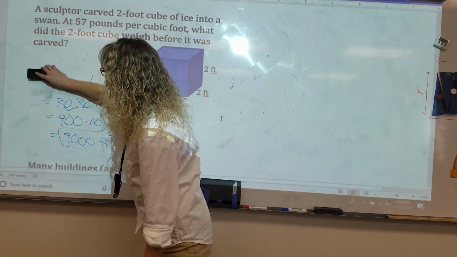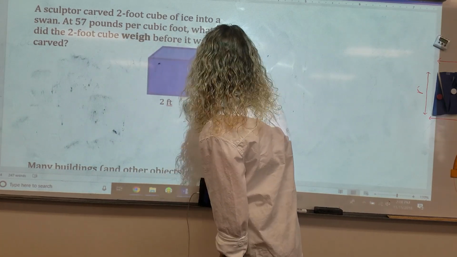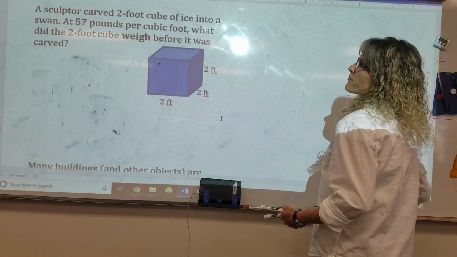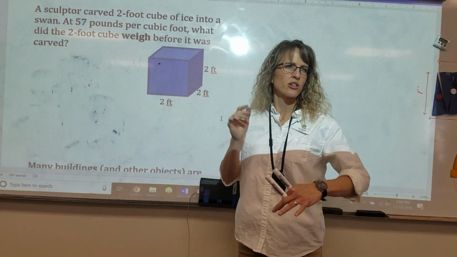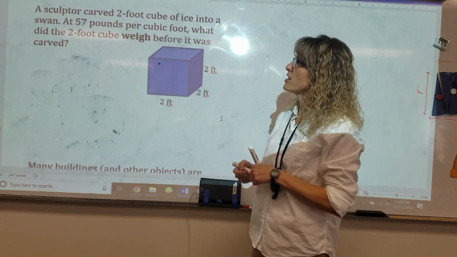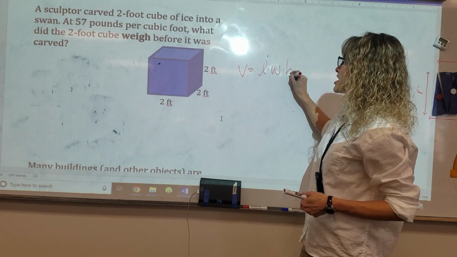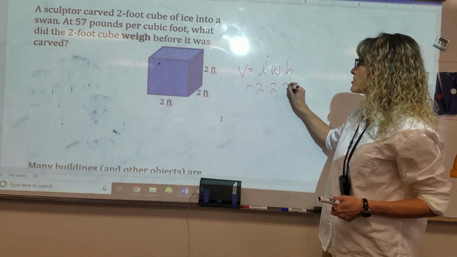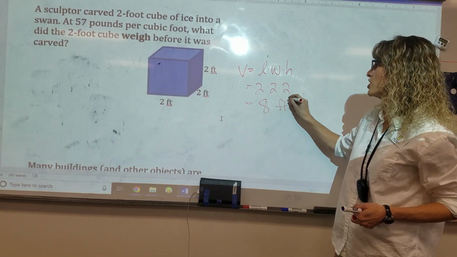How about this cube? Now a cube, oops, we lost some ink. So the cube's got the same measurements all around. That's the definition of a cube, right? All sides are equal, 2 by 2 by 2. So let's find the volume quickly. Length times width times height. 2 times 2 times 2, which is 8 feet cubed.